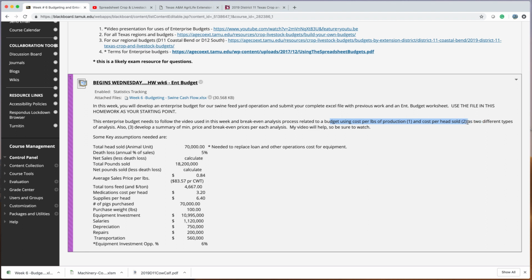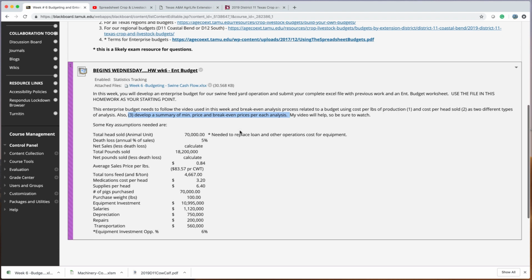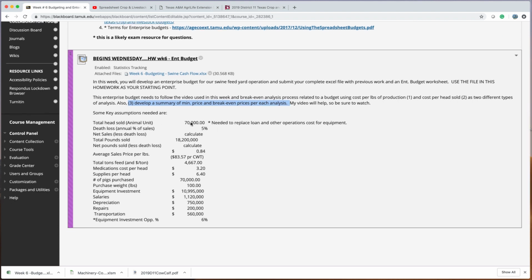So an enterprise budget really has two analyses. You were looking at the cow-calf deal with me earlier. It was per cow. This is going to be per pound sold or per head sold. So that's like the animal unit. All right, now we're going to go through and also get me the minimum and break-even prices. Okay, so same stuff we saw in the video that you're doing here. But to make these assumptions, I've gone on here and done some work.